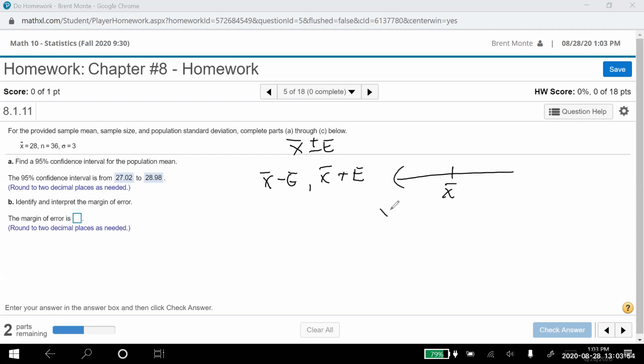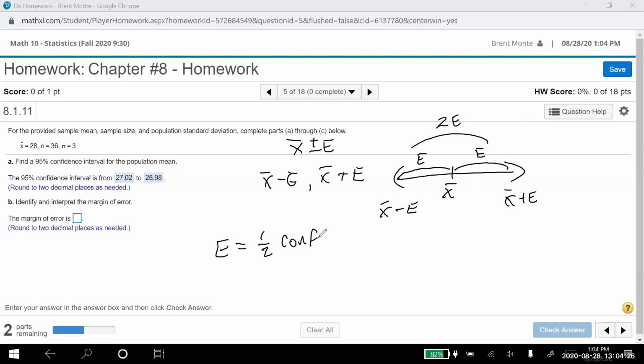Over here on my confidence interval is X bar minus the margin of error. Over here is X bar plus the margin of error. Those are supposed to be parentheses, not arrows. But so I go the margin of error this way, that's E. I go the margin of error this way, that's E. So in total, I have 2E. So that distance between the endpoints is 2 margins of error. So half of that distance is the margin of error. So the margin of error is half the confidence interval.